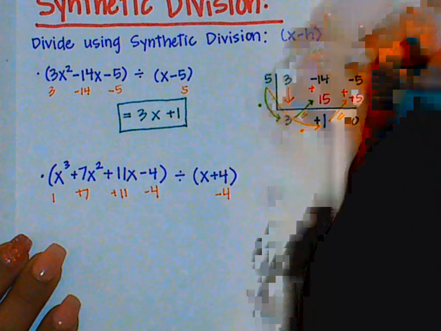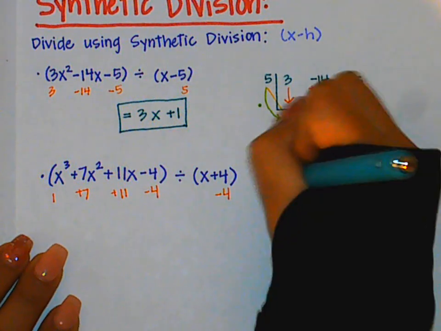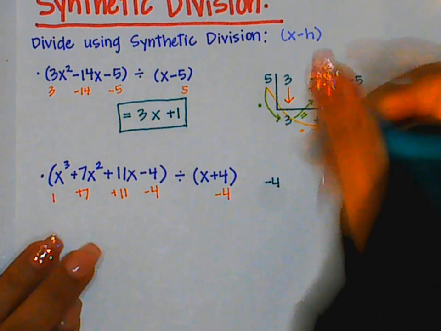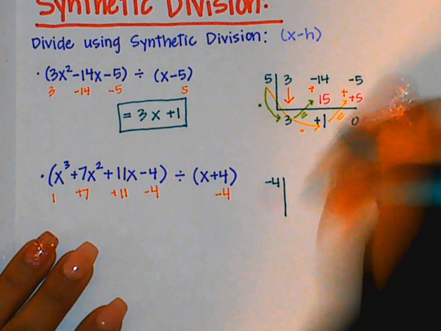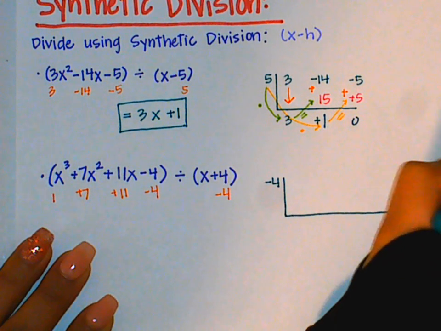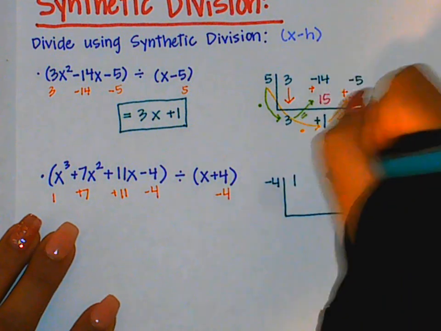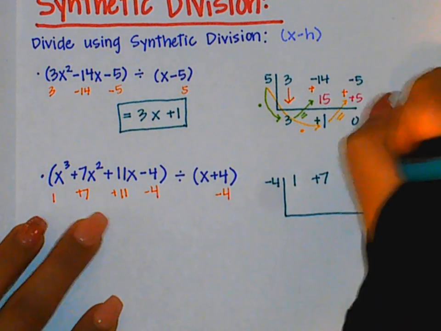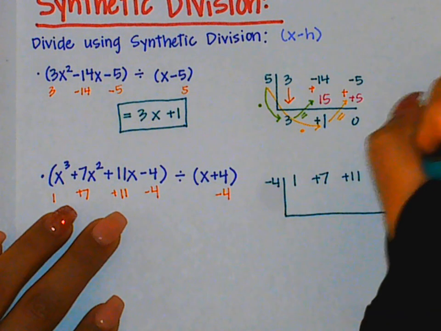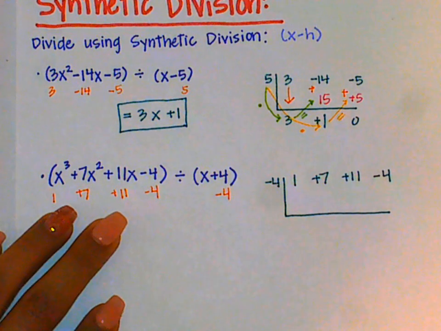So now I'm going to set up my little house again. So -4, remember you want to leave room for 2 lines and make it long enough for all of your coefficients. So 1, +7, +11, and -4. We drop our first one.